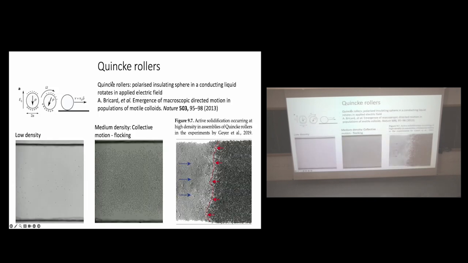Now, you can also make other ones. For example, a very celebrated system is something called Quincke rollers. Quincke rollers are due to an exotic effect called Quincke rotation, where you put an insulating sphere into a conducting liquid and you apply an electric field. Then, with the right combination of dielectric constants, this thing starts to rotate. So you develop a net torque, and the whole thing, if you put it on a surface, is going to start moving on its own.